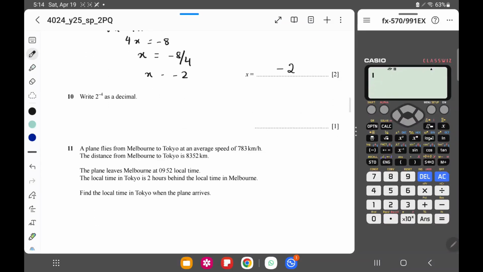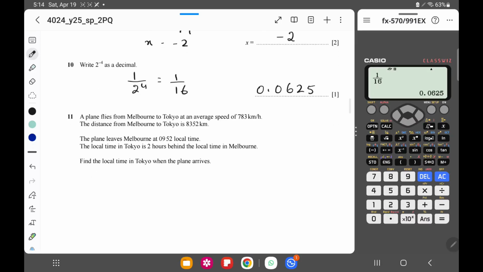Write 2 to the power minus 4 as a decimal. So 1 upon 2 to the power 4 equals 1 over 16, and you know that 1 upon 16 equals 0.0625 as a decimal.